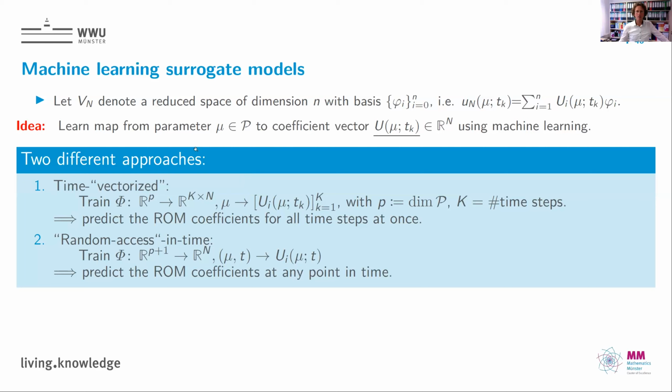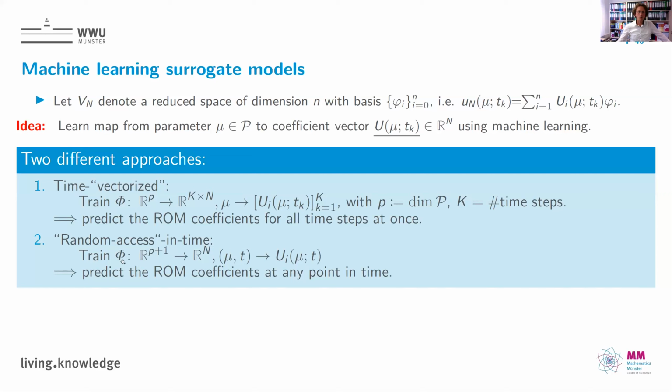And what we do now is we do not compute these coefficients by these classical projection methods, but we now learn directly a map from the parameter to the coefficients in this expansion. And this can be done in two different ways. It's what we call time vectorized or random access. So one way is that we actually train a machine learning model that maps from the parameter to this coefficient vector. So for one parameter, you get the coefficients of the whole time trajectory at once.